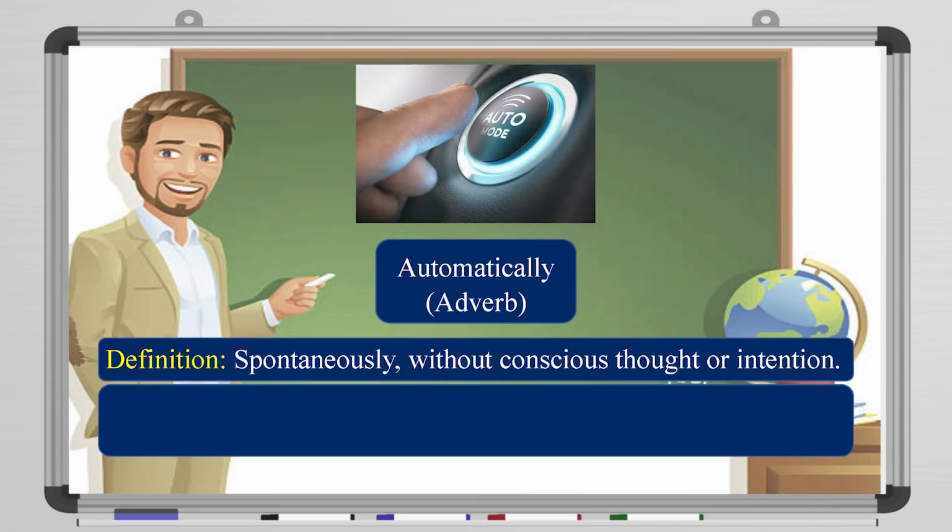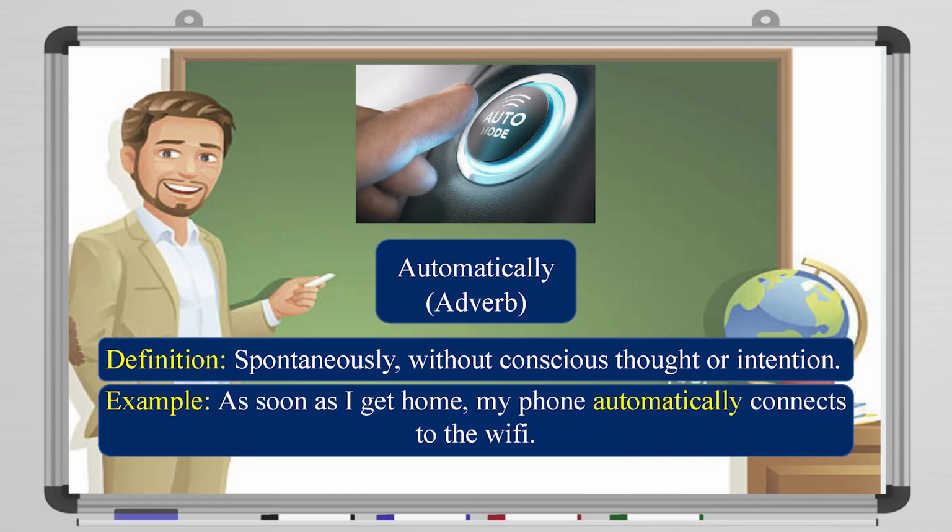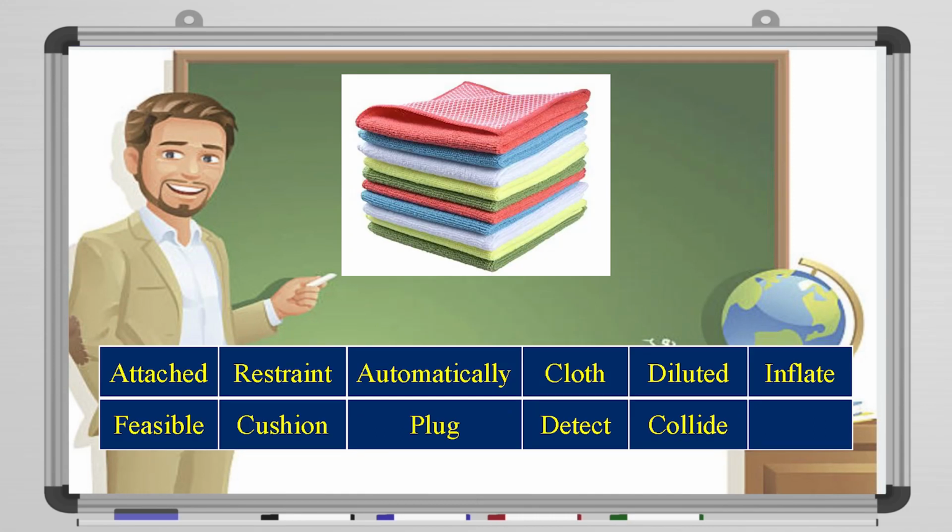It's an adverb. It means spontaneously or without conscious thought or intention. So it just happens by itself. Automatically. For example, as soon as I get home, my phone automatically connects to the Wi-Fi. So I'm not connecting it to the Wi-Fi myself, but it happens by itself. It happens automatically. Now let's take a look at the third picture. What are those?